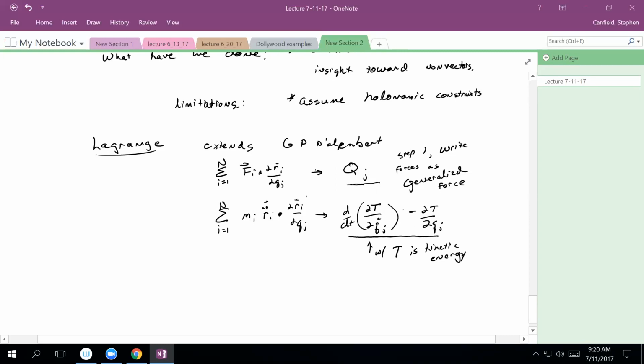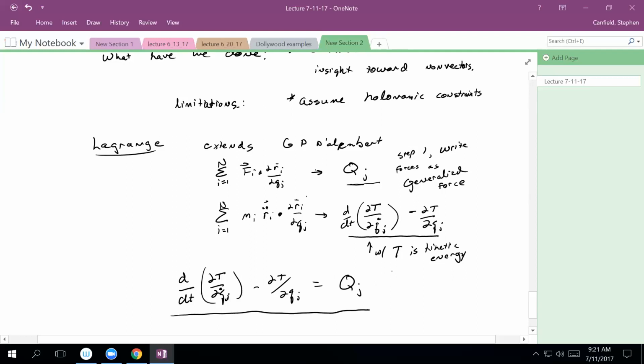And then once you have that, Lagrange said my equations of motion can now be rewritten as d/dt of the partial of T with respect to Qj dot, minus the partial of T with respect to Qj, equals this capital Qj. And he said, these are my equations of motion. So everyone else calls them Lagrange's equations.